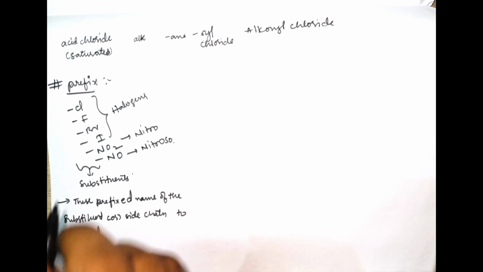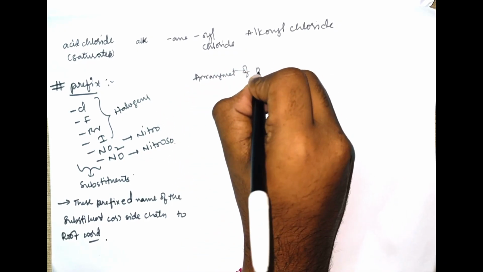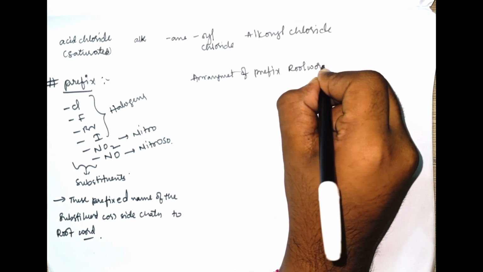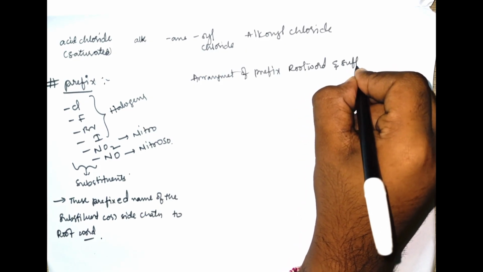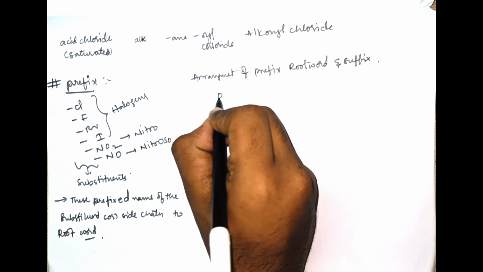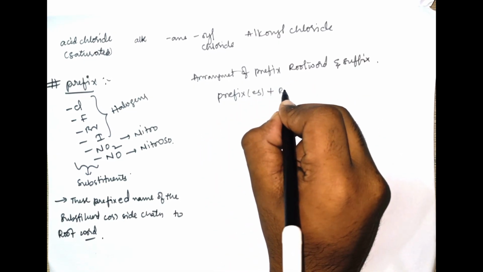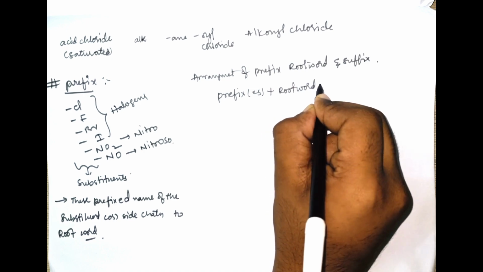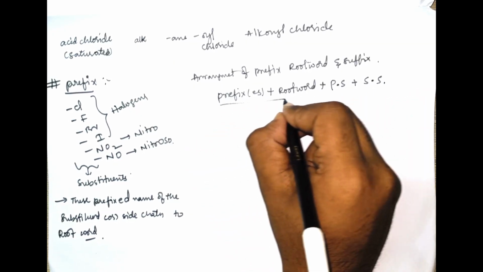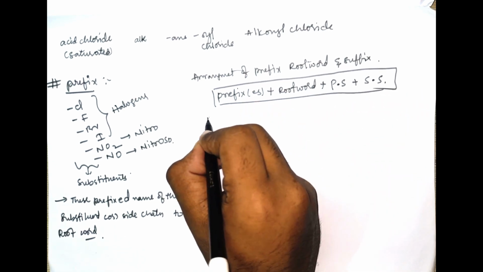You get it? And now let's look at the arrangement of this prefix, root word, and suffix. So these are arranged as prefix, if one or more, then the root word must be arranged, and then primary suffix, and then secondary suffix. This must be remembered.